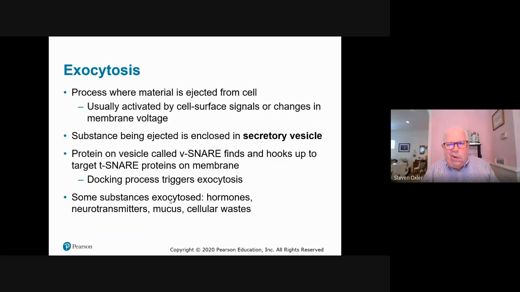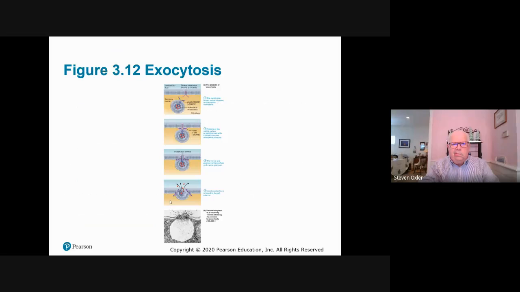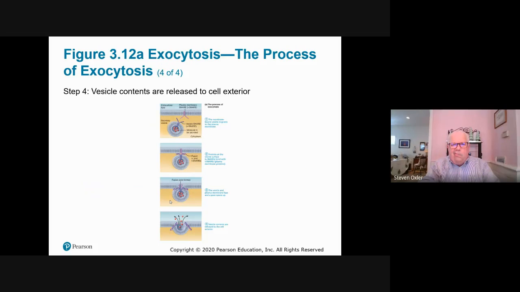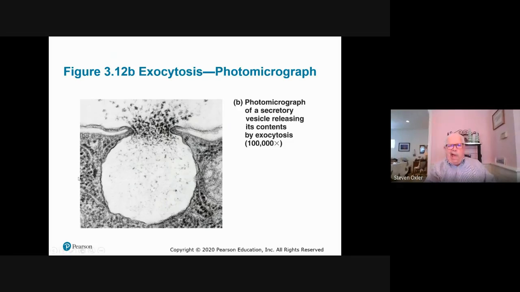It forms a secretory vesicle and throws it out, literally throws it out. It gets rid of hormones, it gets rid of mucus, it gets rid of waste, and it gets rid of neurotransmitters. Okay? That's exocytosis, getting rid of things. That's basically all you have to know. You don't have to know snare proteins. That's not important. But this is what's happening.